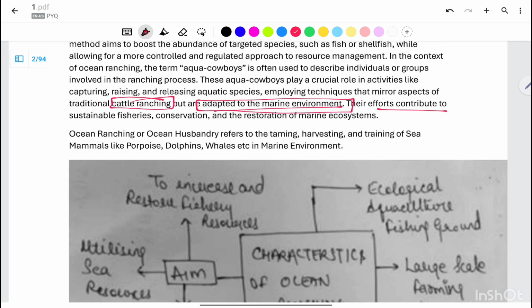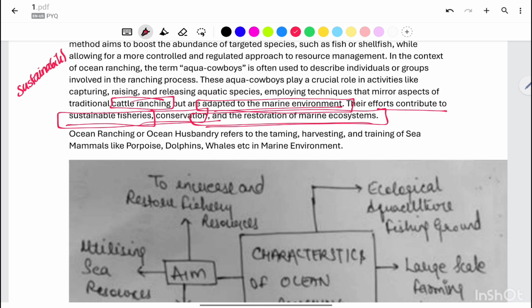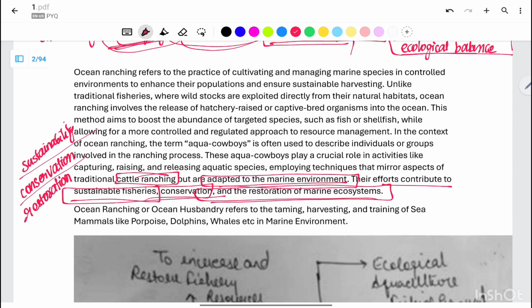Their efforts contribute to sustainable fishing, conservation, and restoration of the marine ecosystem. So we say here that we have sustainable fishing. You go for conservation as well as restoration, because this does not cause overstocking. Over-exploitation of wild stocks does not happen in ocean ranching as compared to traditional fisheries.